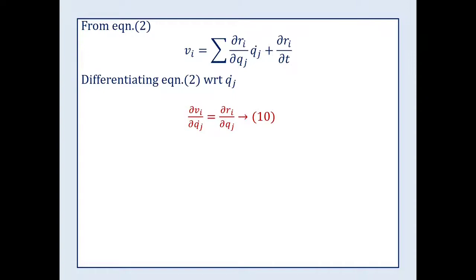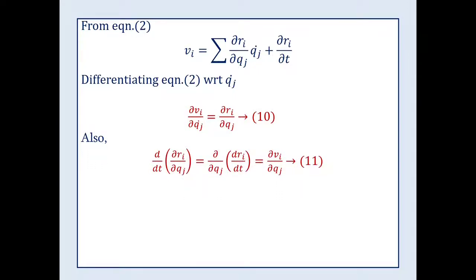And when you differentiate the first term, we get ∂Ri/∂Qj, the constant will come. The Qj dot is there. When you differentiate that, Qj dot by Qj dot will give you 1. So you will get ∂vi/∂Qj dot equal to ∂Ri/∂Qj.